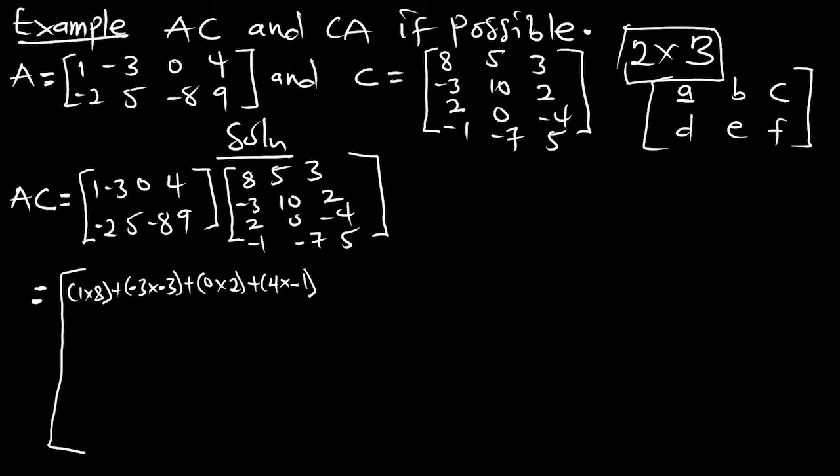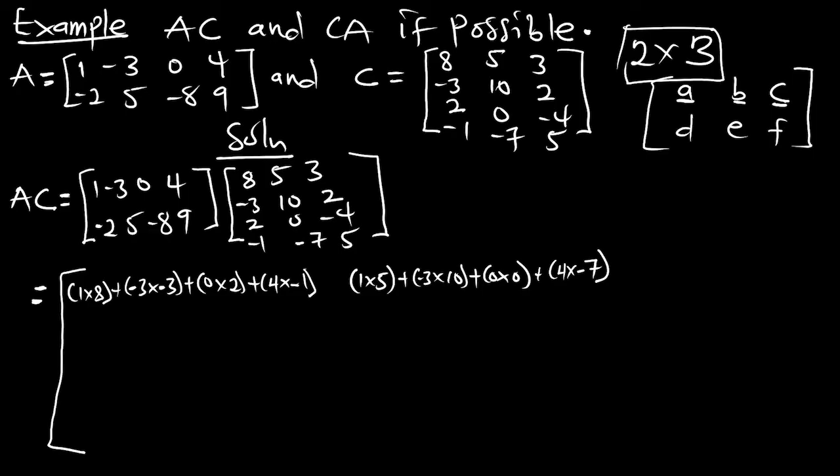We can look at the B part, which is on the first row, second column. Still working with the first row, second column, that is going to be 1 by 5, plus negative 3 by 10, plus 0 by 0, and 4 by negative 7.